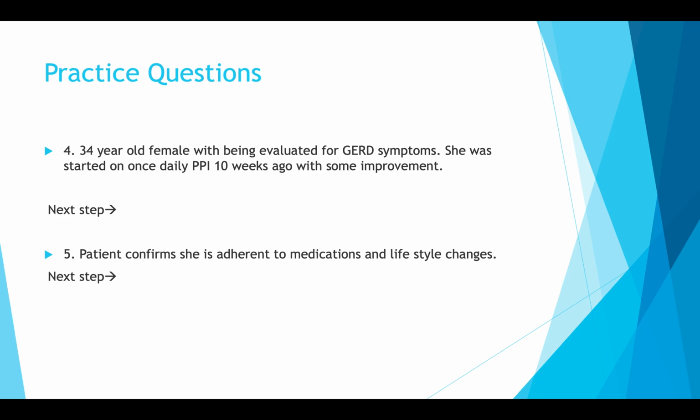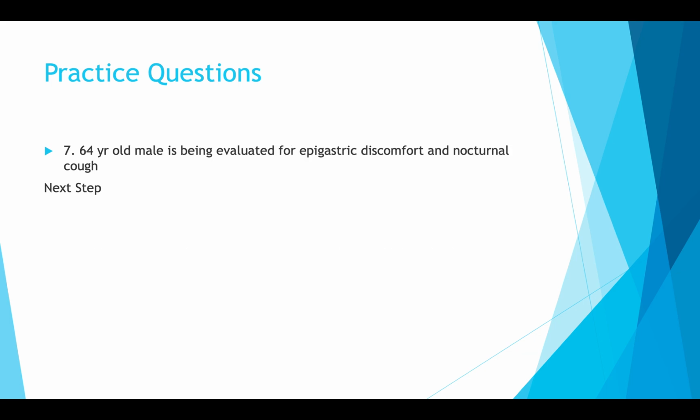Next step would be, patient is on once daily PPI, make sure you switch to 2 times daily PPI. Let's say the patient comes back 8 weeks later and she reports minimal improvement. In that case, you need to go with the 24-hour ambulatory pH monitoring, and that will be the next step to confirm the GERD.